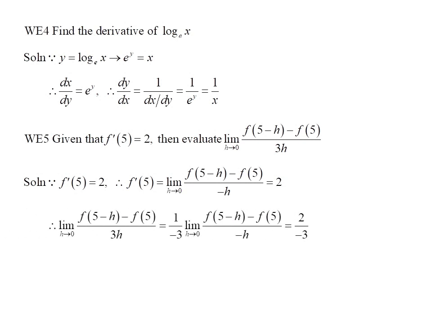Hence, the limit of f of 5 minus h minus f of 5 all over 3h as h approaches 0 is written to negative 1/3 times the limit of f of 5 minus h minus f of 5 all over negative h as h approaches 0, which equals negative 2/3. So the limit of f of 5 minus h minus f of 5 all over 3h as h approaches 0 equals negative 2/3.